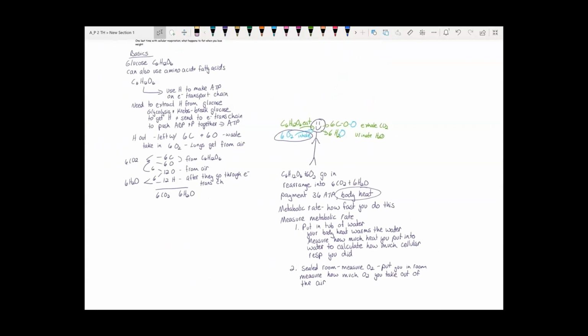All right, so there you go. There's the basics of how you get ATP and body heat and how you can measure that.